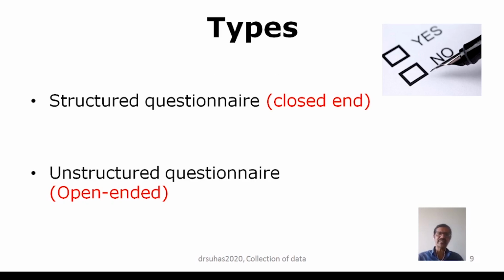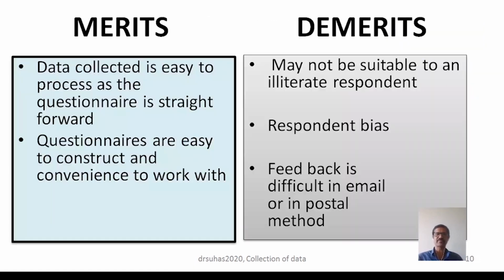So there are different types of questionnaires, like the structured questionnaire and the unstructured questionnaire, like the closed and the open questionnaires. Structured questions are where there is a limited number of questions and specific options are given, whereas in the unstructured, the number of questions is not fixed and the person can have plenty of options.